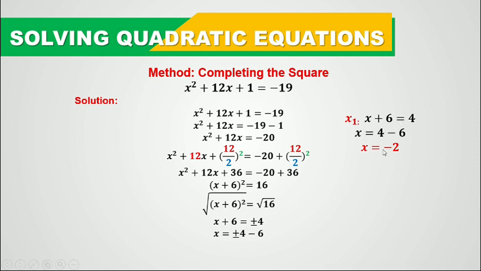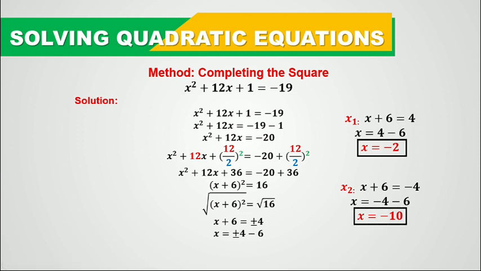So this is the first root. And then for the second root, we have x sub 2, that's x equals negative 4 minus 6. So negative 4 minus 6, that's negative 10. So this is the value of our second root. So therefore, the values of the roots of this given quadratic equation are negative 2 and negative 10.